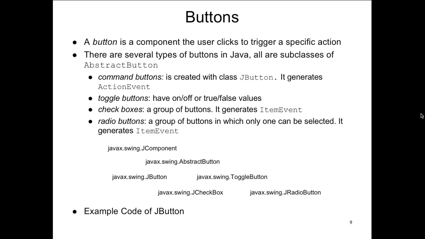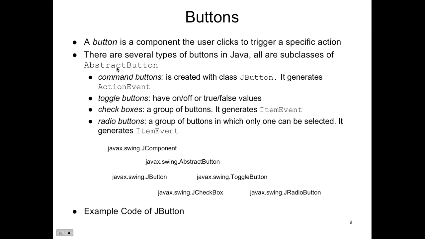Outside of text fields, we've got buttons. It's one of the other concepts, a JButton. So a button is a component. Everyone is familiar with buttons from web forms, actually. These are common components you see on web forms. They are clicked and trigger a specific action. And then there are several different types of buttons. They're all subclasses of AbstractButton.